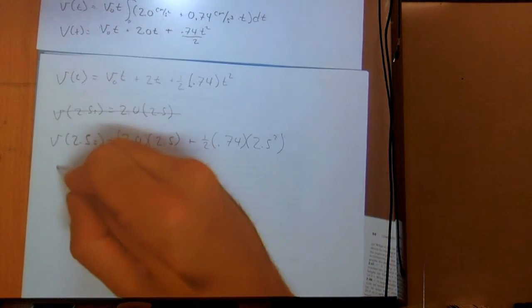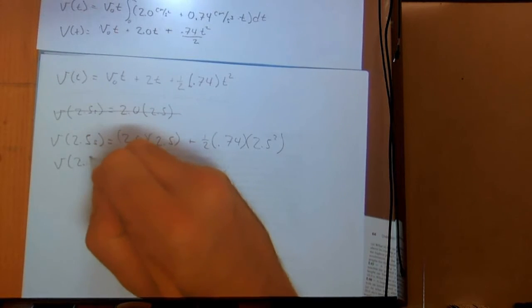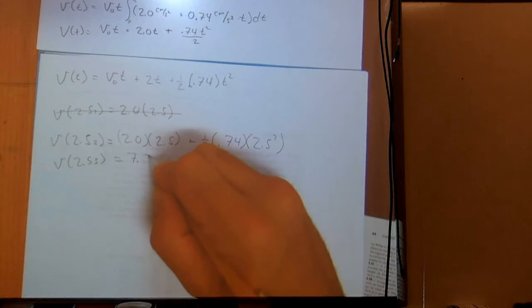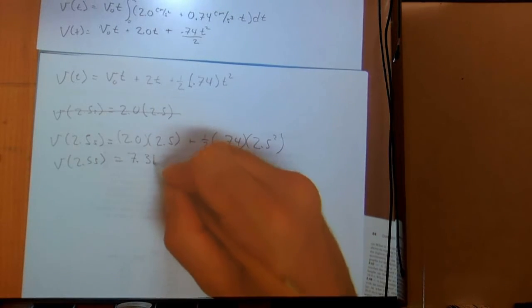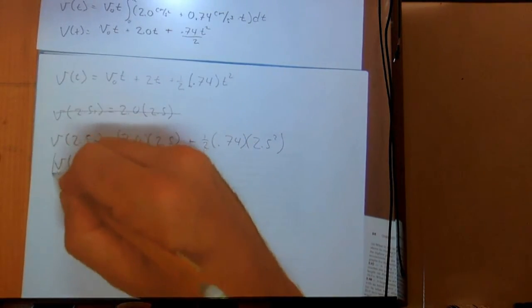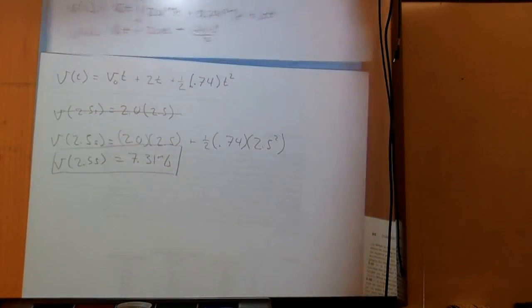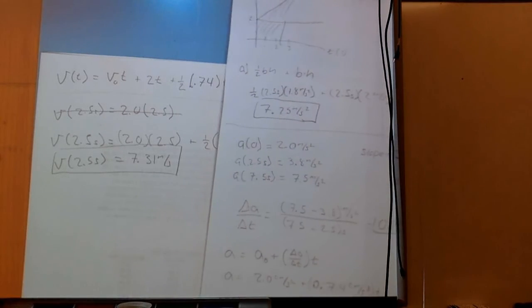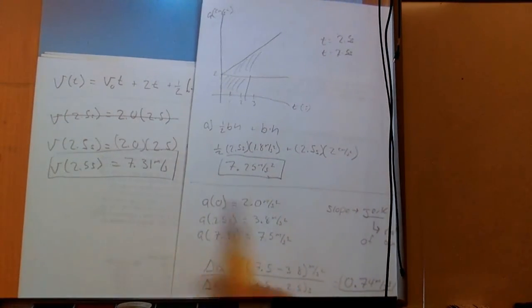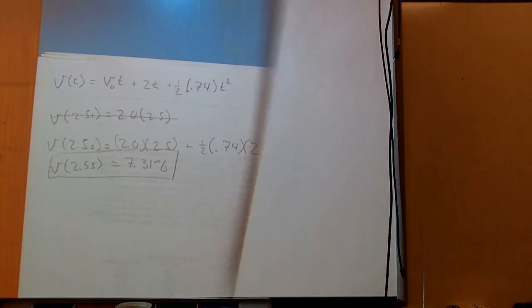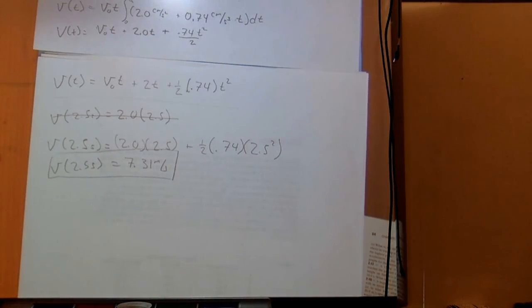And that gets me the velocity at 2.5 seconds to be equal to 7.31 meters per second. Now, if I go back and check that against our initial estimate, you could see, doing our baby calculus right there, areas under the curve, antiderivatives, I estimated it to be about 7.25. So that shows that this works.